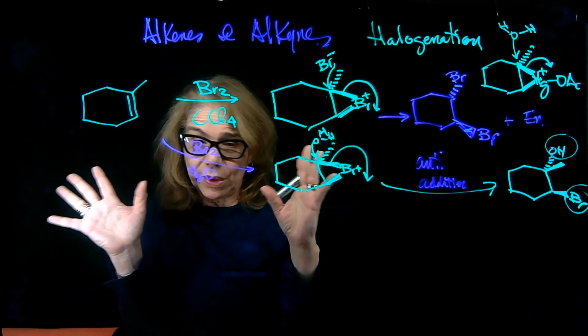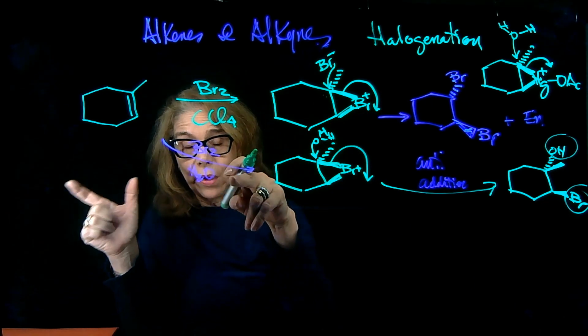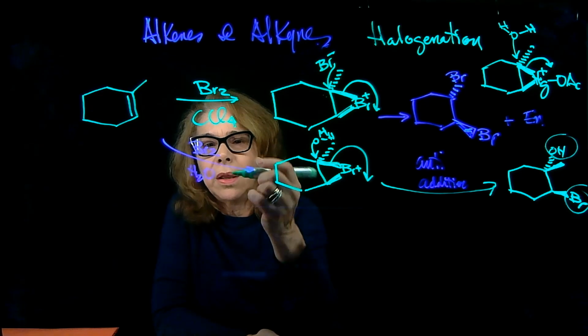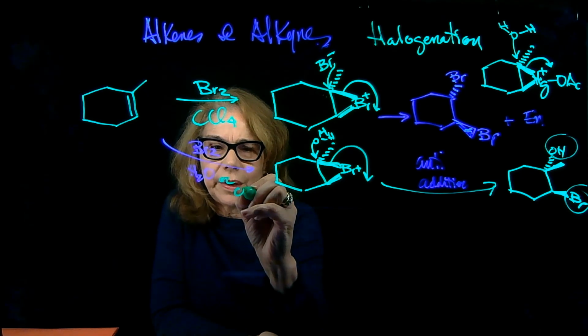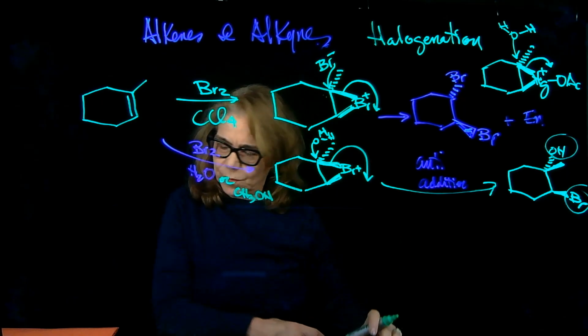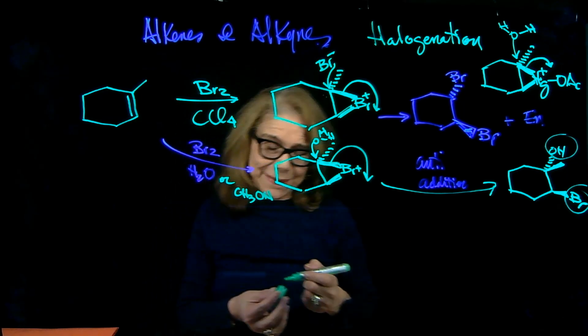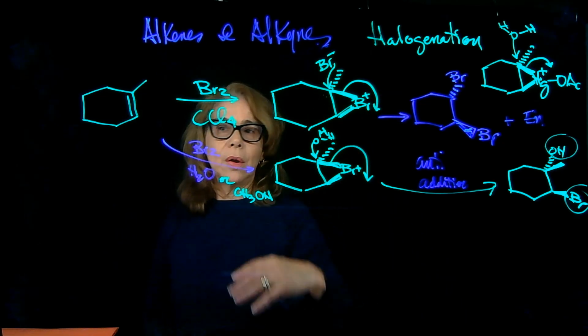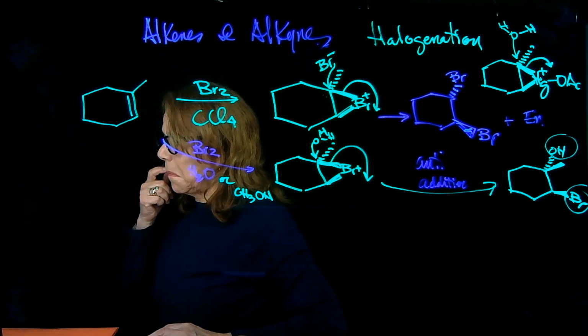Then remember, what is it you're looking at? If you have a nucleophilic solvent, then you will have that. You can have this, or you can have methanol or ethanol or even an amine. Okay, so what happens with alkynes with that? So alkynes will undergo bromination reactions as well.